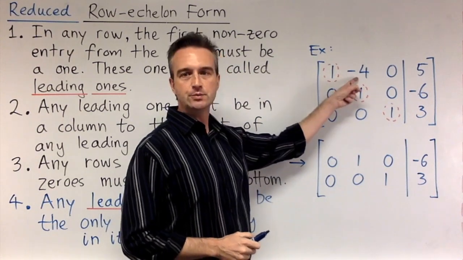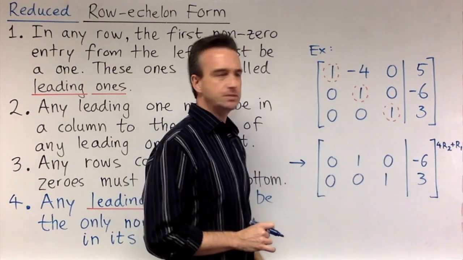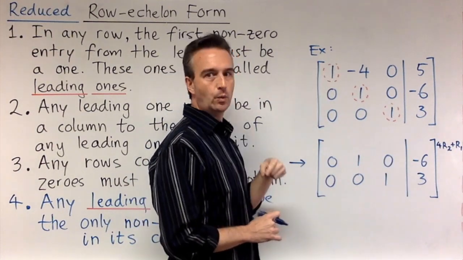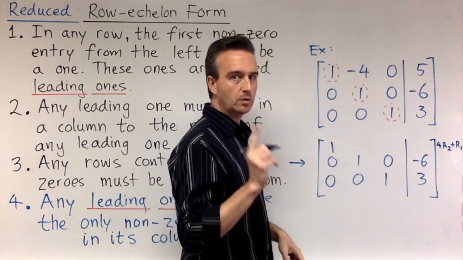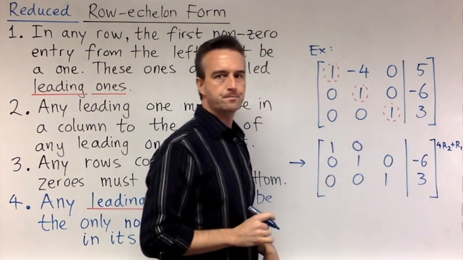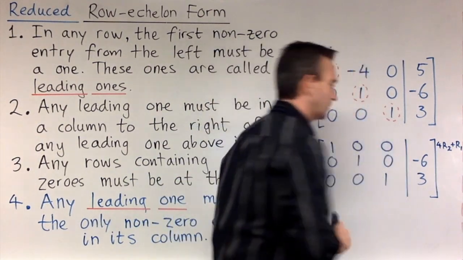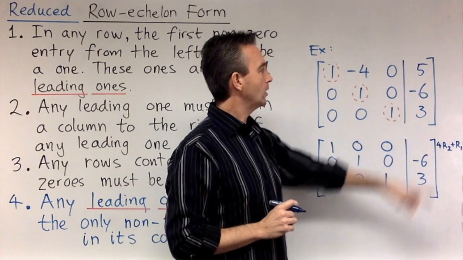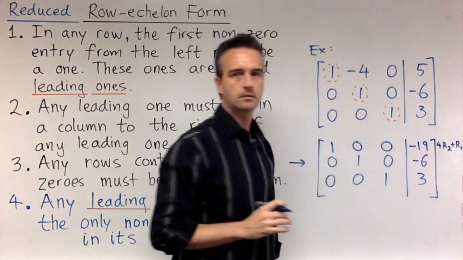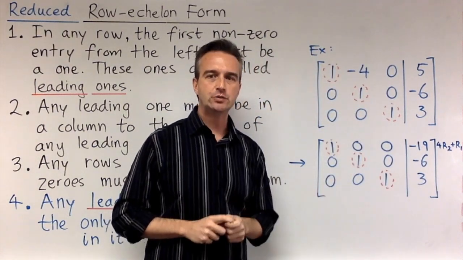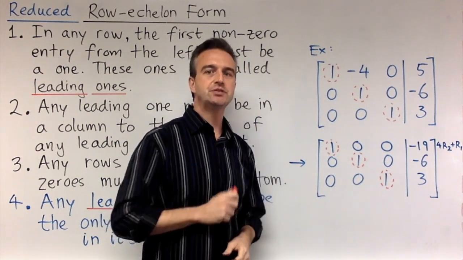To turn this -4 into a 0, let's multiply the second row by +4 and add it to the first row. Like so, let's do it. 4 times this, 0. Plus this, 1. 4 times this, 4. Plus this, 0. What we wanted. 4 times this, 0. Plus this, 0. 4 times this, negative 24. Plus this, negative 19. If we look at the leading ones now, individually, we can see that they all have zeros above and below them. So this matrix is now in reduced row echelon form.